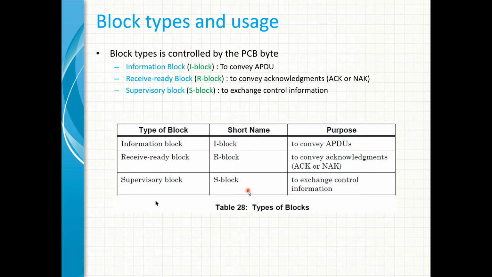There are three different types of block. Information block, or the I block, which is used to convey APDU. APDU are application protocol data units. This is a block type used for payment transactions with cards that support the T1 protocol. The second block is the receive ready block, or the R block, which is used to convey acknowledgements. And the third block is the supervisory block, or the S block. It's used to exchange control information.